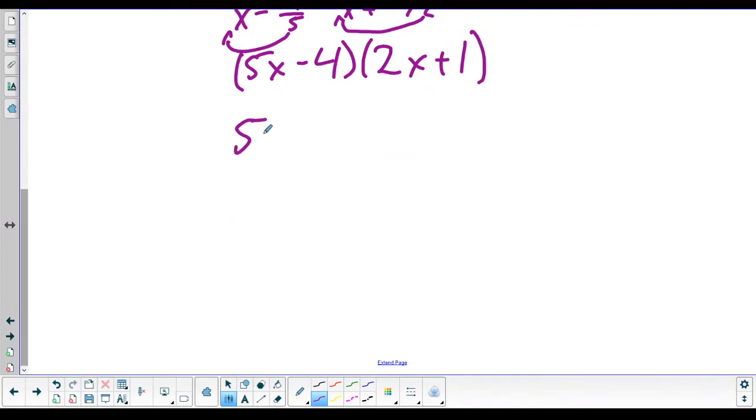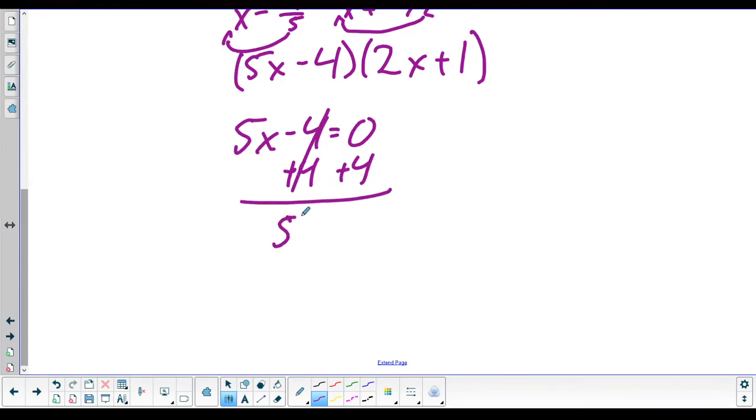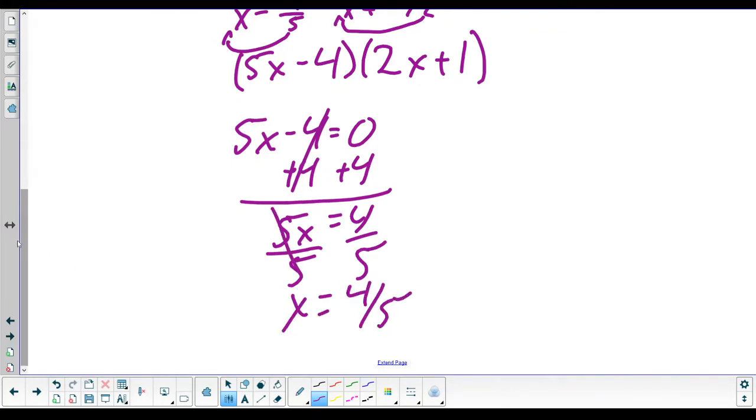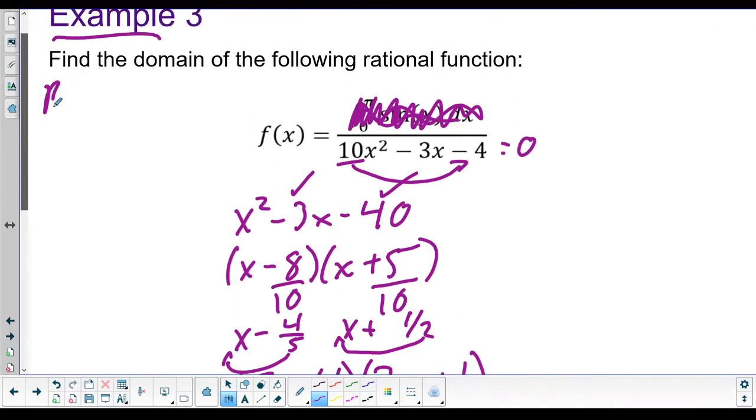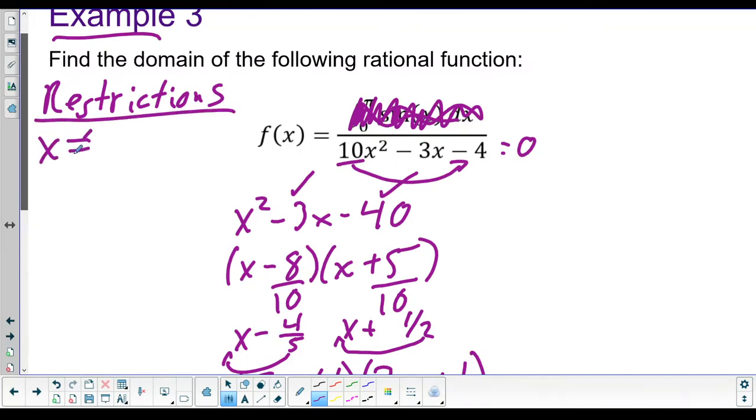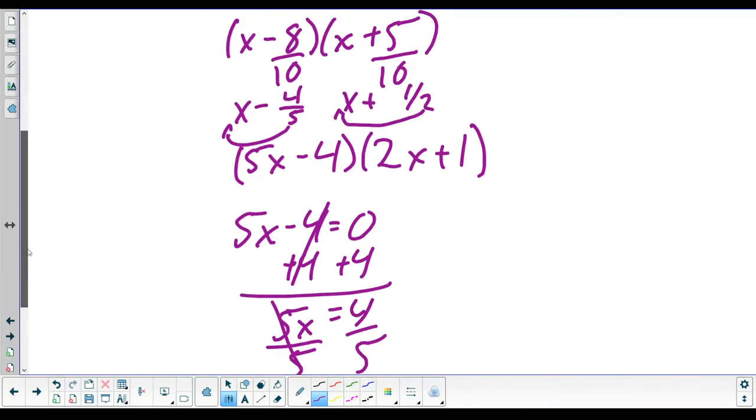So we have 5x minus 4 equals 0. We add the 4 on both sides. 5x equals 4. Divide by 5. Bob's your uncle. x equals 4 over 5. So that's one of our restrictions. x cannot equal 4 over 5.